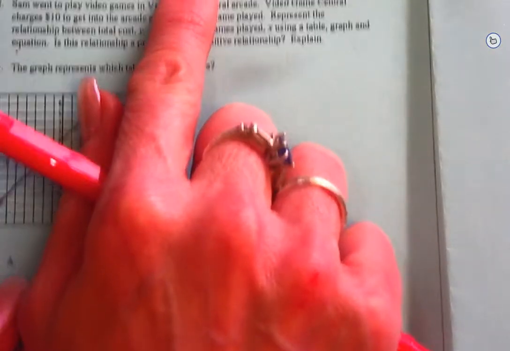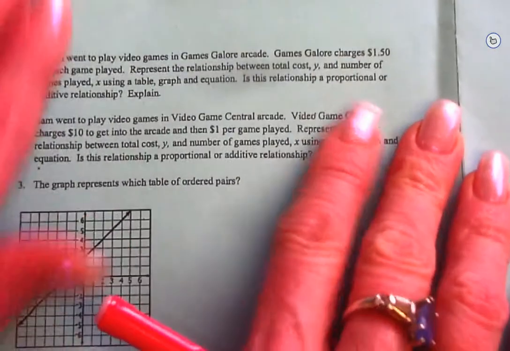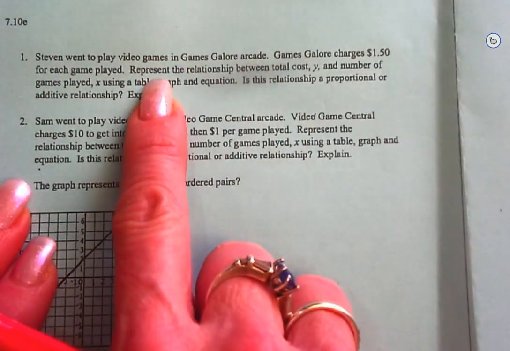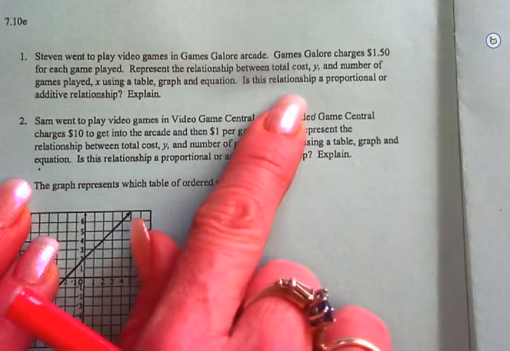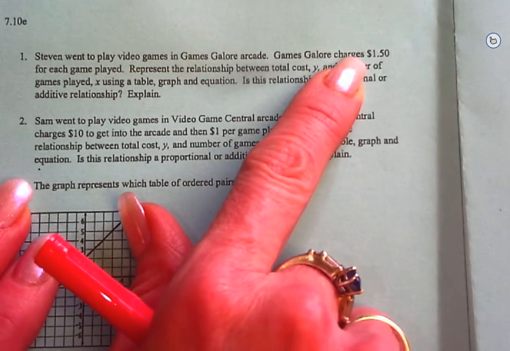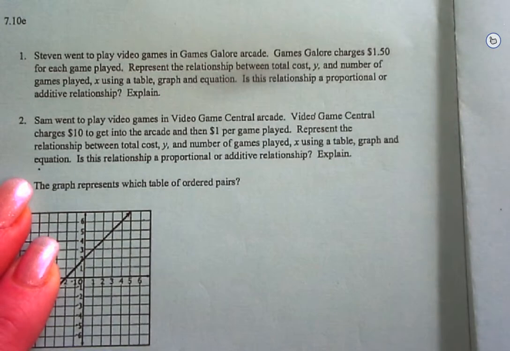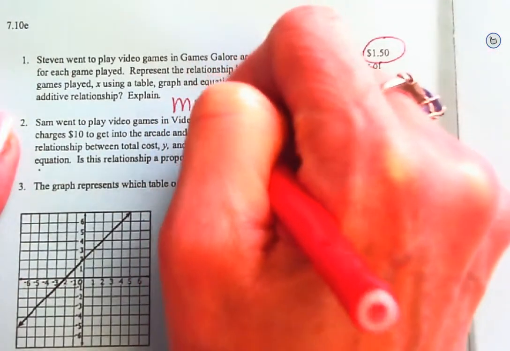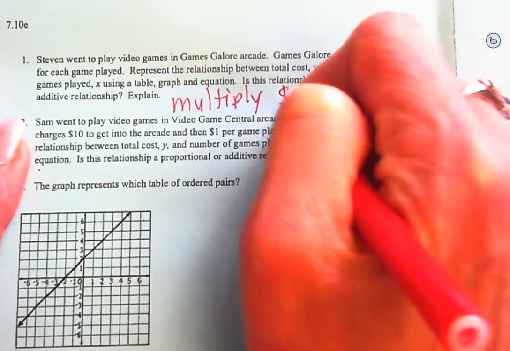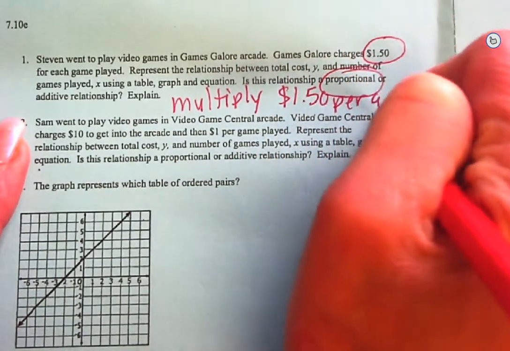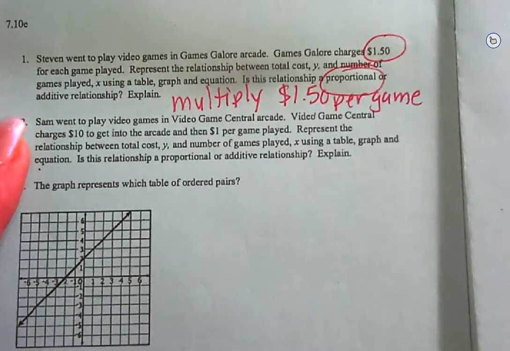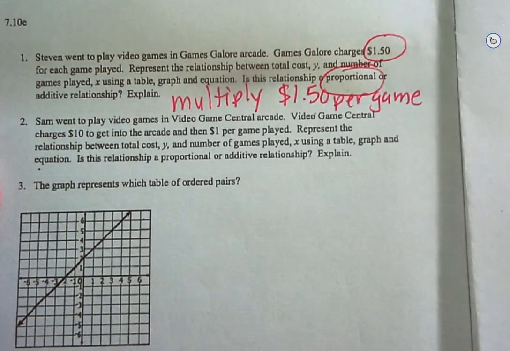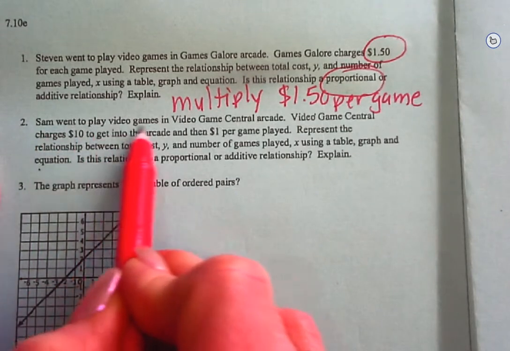All right, we're at the end, but okay. Steve went to play video games in Games Glory Arcade. They charged $1.50 for each game played. So is this proportional or not proportional? $1.50 per game. That's it. So what am I multiplying by x? 1.50. So this is proportional because you multiply $1.50 per game. So if he played one game, it's $1.50. If he played 2 games, it's $3. So this is proportional.